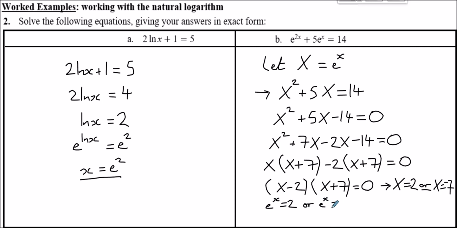Well, can that ever be the case? Well, it can't. E is a positive number. A positive number to any power can never yield a negative value. And so we just need to say, well, that just can't happen. And so we're left with the one solution where e to the x equals 2. So if we then take natural log of both sides, we get ln e to the x equals ln 2, but of course ln e to the x is just the same as x itself. So therefore, in other words, x equals the natural log of 2.